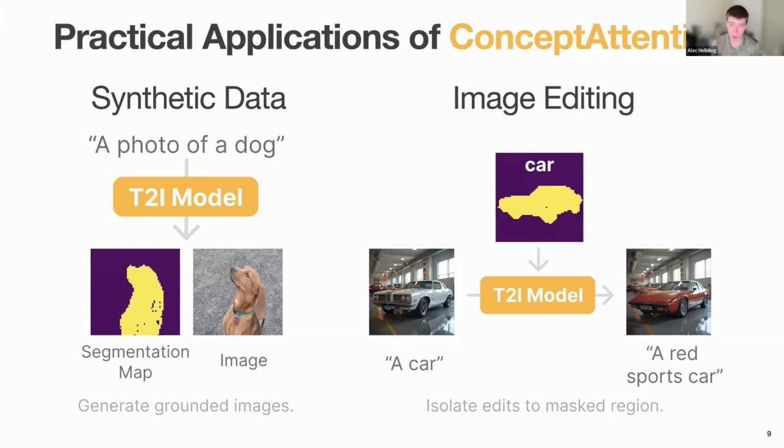And then another really practical application is image editing. So if you can isolate the location of an object inside of an image, like a car, then you can restrict and edit to just that region in the image. And so this is another application of our approach that's really practical. So even if you aren't intrinsically motivated by understanding how these models work on the inside from a scientific perspective, there are real world practical applications of techniques like this.